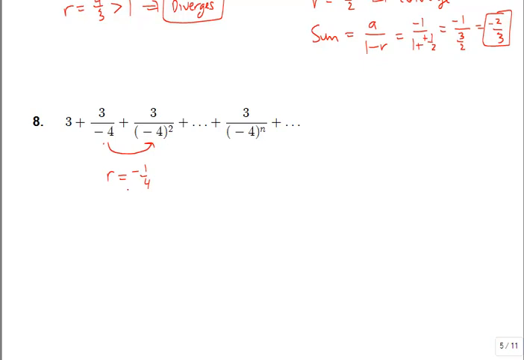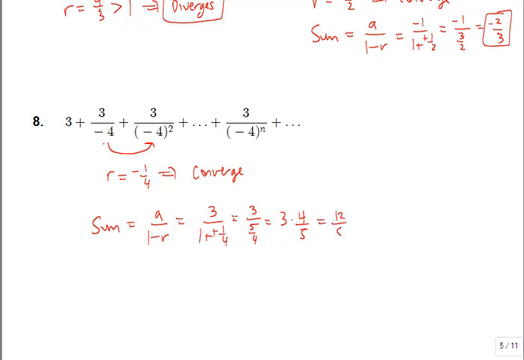So our r here is a fraction, which means this will converge. So the sum will be a over 1 minus r. The very first term was this 3, and my r was that negative 1/4. This becomes plus in the bottom. 1 plus a fourth is 5/4. So when I flip that over, it becomes a 4/5 times 3, which is 12/5. So there's my sum.